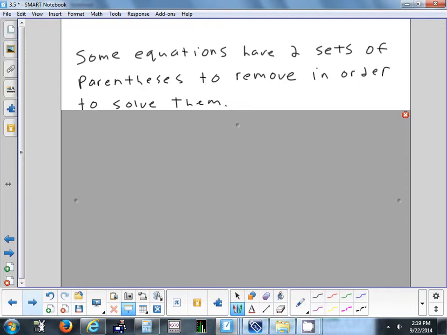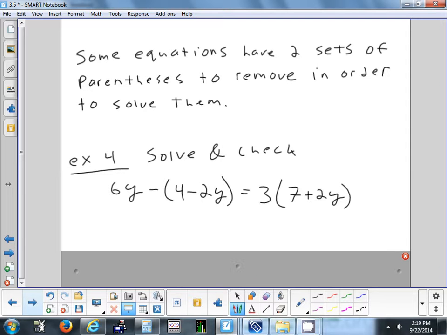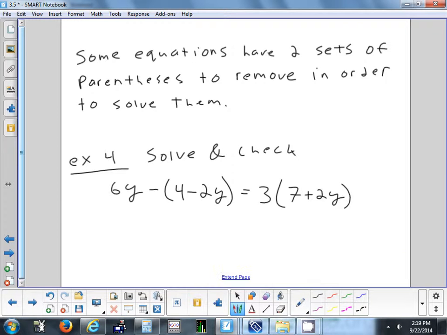Okay, so some of the equations we take a look at, they're going to have distributive property, but they're going to have it in 2 spots. The only difference with this equation is instead of doing distributive property once, you're going to do it twice. But just do one at a time.